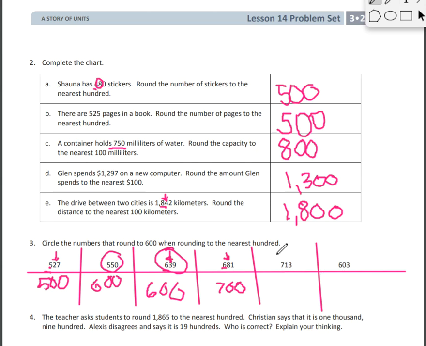713, there is no possible way for that to round to 600. Never, never, ever. Super wrong. 603. That's one where I know that we are pretty comfortable with recognizing 603 is basically 600. So these are our 3 answers. 550, 639, and 603.